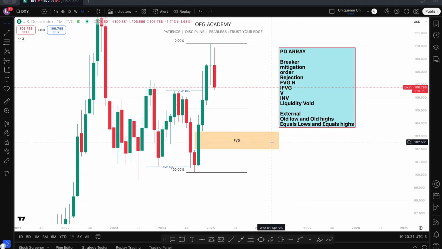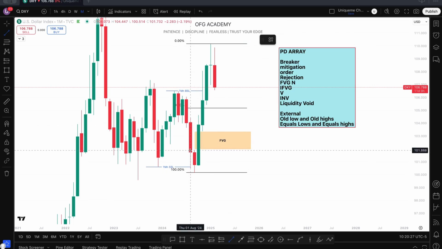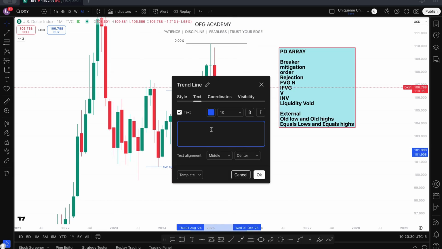What do I have next again? I'm following my PD array list to check what I can find on my discount level, because my PD array is my guidance. What do I have here again? I have one 1 MN. This is how I do it for my personal analysis.